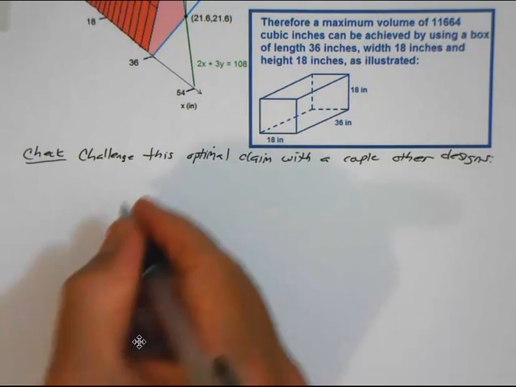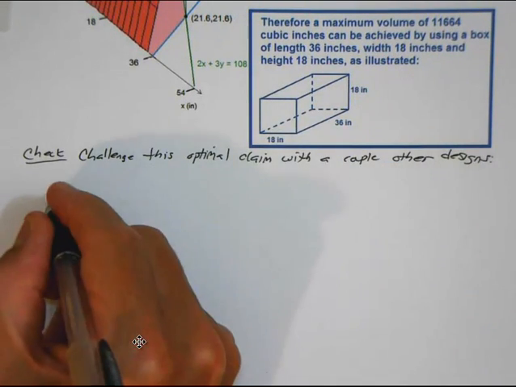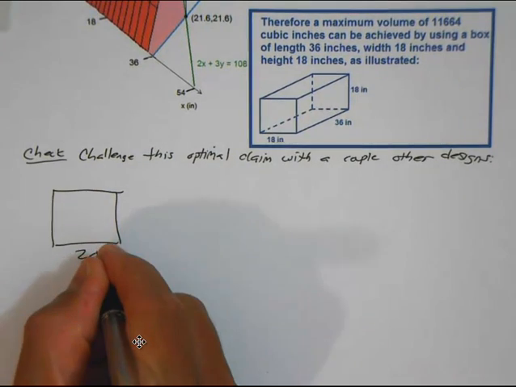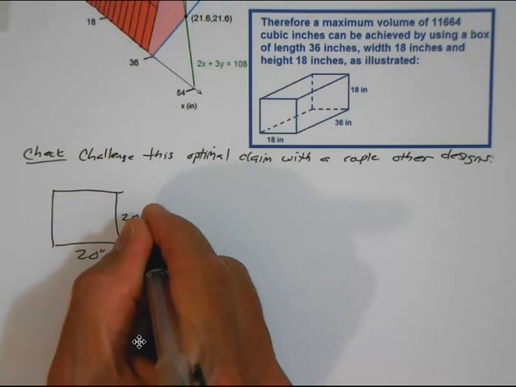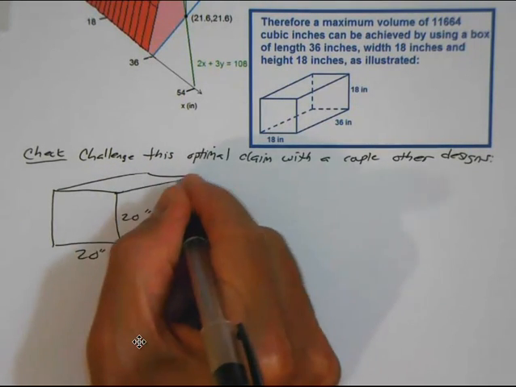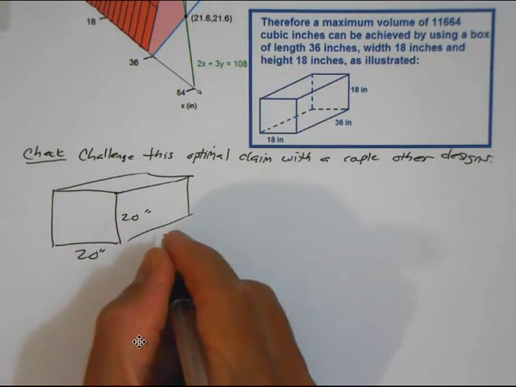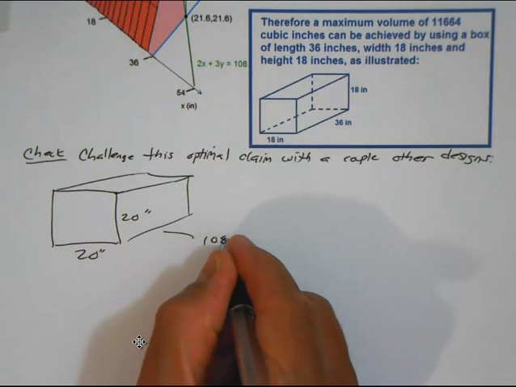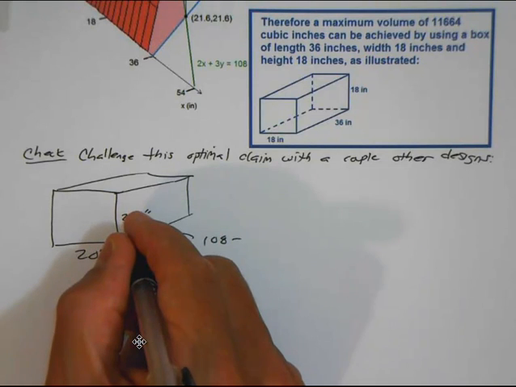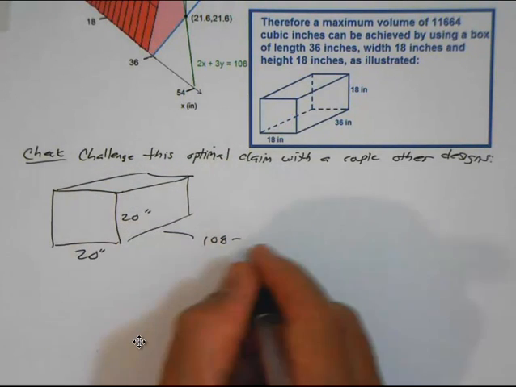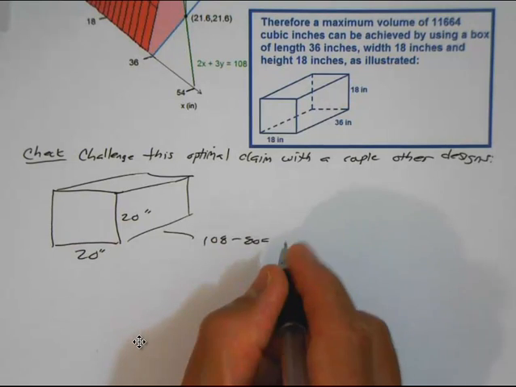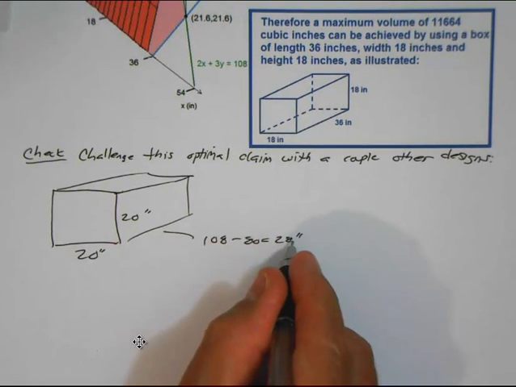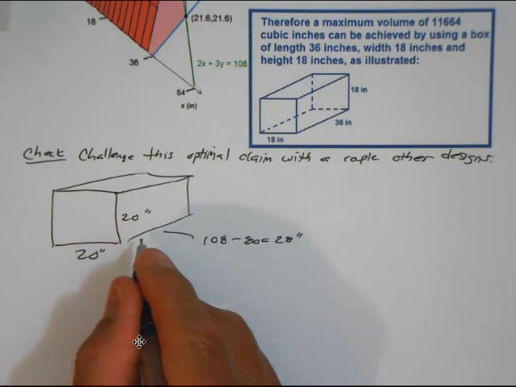Okay, for instance, maybe we try 20 inches, 20 inches. And then what's left over here? This would have to be, let's see, 108 minus this girth, 20, 40, 60, 80. That'd be 28 inches. Is that permissible? Yeah, it's still the length. Okay, all right, let's try the volume here.